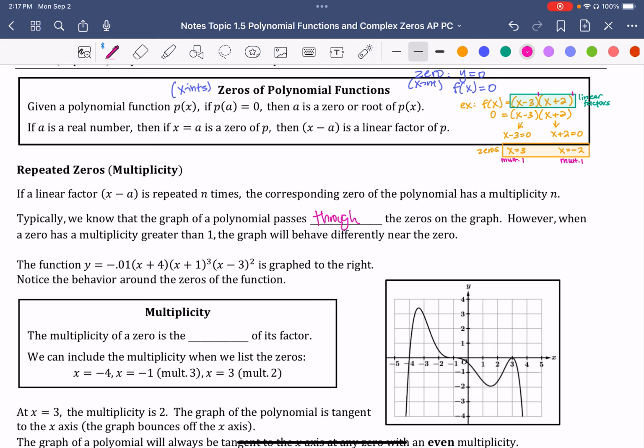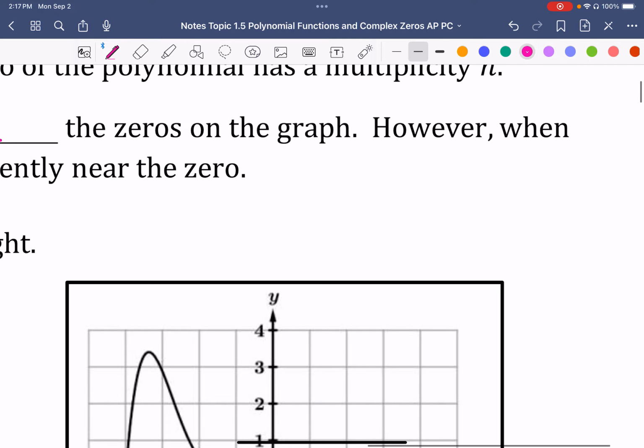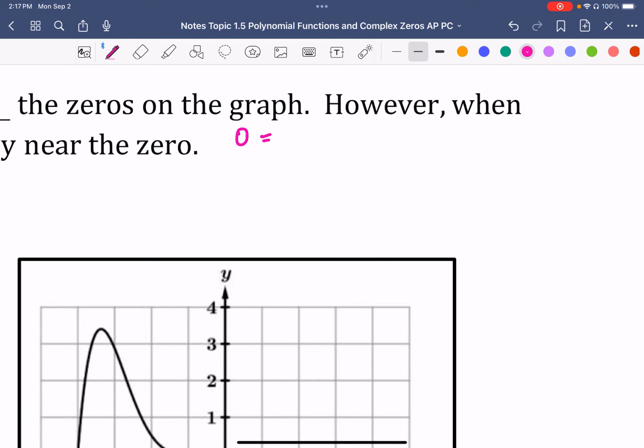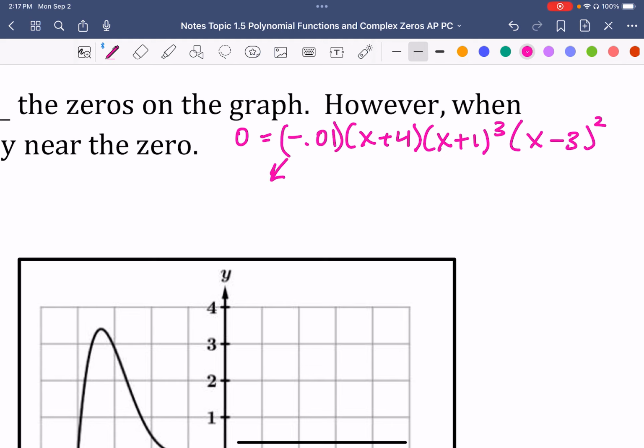So remember, we know that for every zero, the y has to be equal to 0. So I'm going to replace this y with 0, and I'm going to solve it over here off to the side. Okay, so we had 0 is equal to negative 0.01 times x plus 4 times x plus 1 cubed times x minus 3 squared. Now, thankfully it's already in factored form, so that saves us a step. When it's in factored form, you can separate every single factor and set it equal to 0. This negative 0.01 by itself is also a factor, so you can separate that. Negative 0.01 equals 0, x plus 4 equals 0, etc.